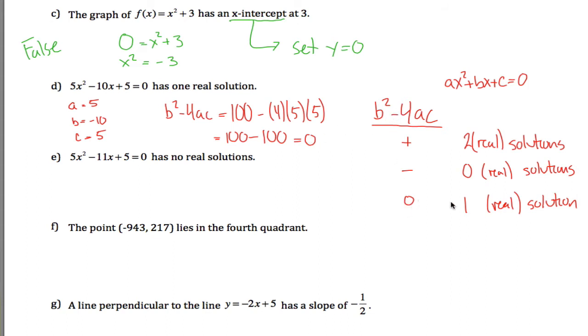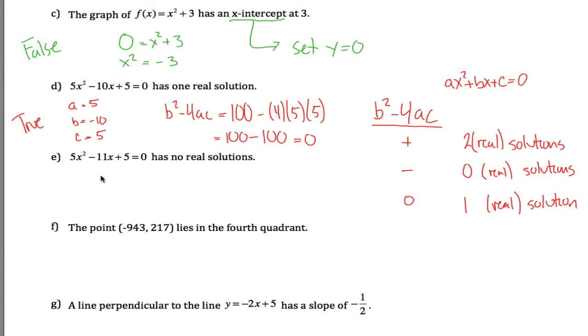Anytime your discriminant is 0, that means you have 1 real solution. So this statement that this equation has 1 solution, that's very true. And it's because the discriminant was equal to 0. It doesn't ask you to find the solution, it just asks how many there are. Anytime you're asked how many there are, think discriminant. Think this thing right here.